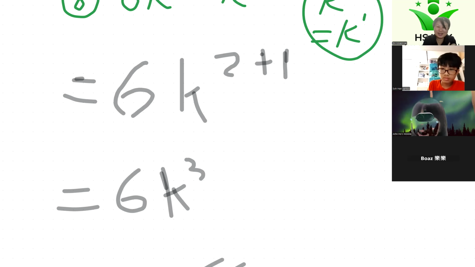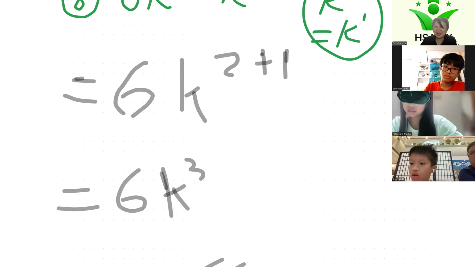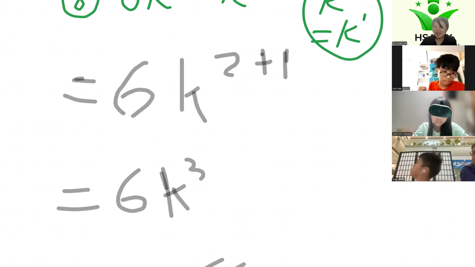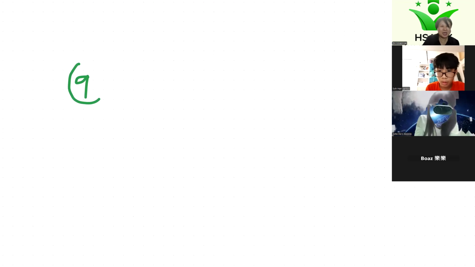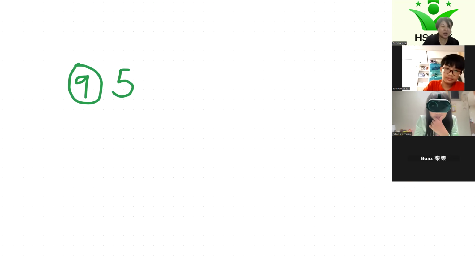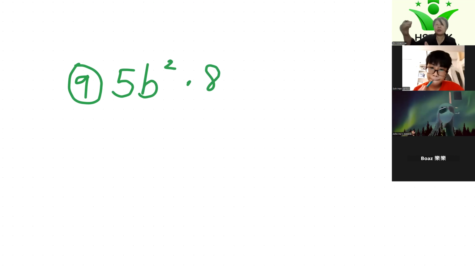樂樂，開視像啊，樂樂，今日睇唔到你個樣喎。OK，下一題輪到你啦。Question number 9, 5b to the second power times 8b. Okay? Remember, b meaning b to the first power. We just don't write by habit. Okay, Lolo?